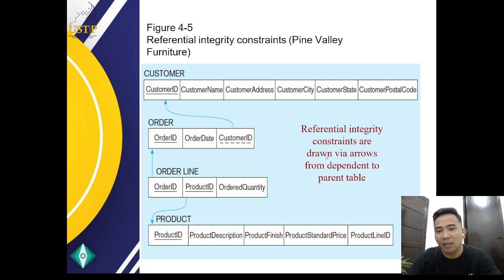Okay? So the order table here is the parent table for the order line table. Okay? So this means that the order column in the order line table must match an existing order in the order table. Okay? And also, we have here the product. So the product is dependent on order line. Okay? So product ID is dependent on order line. Okay?